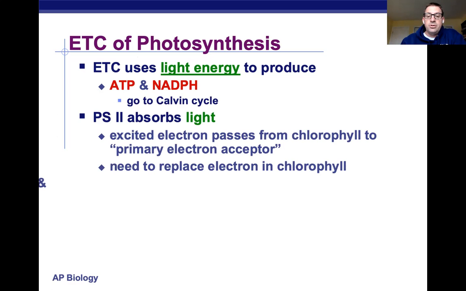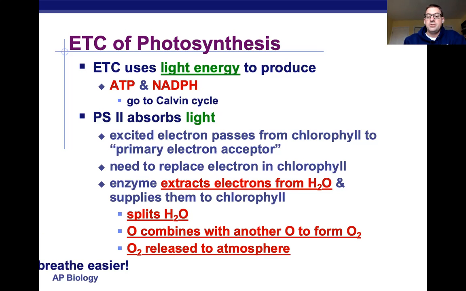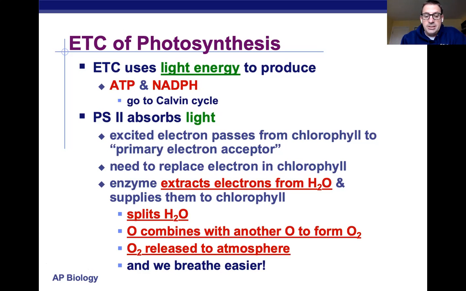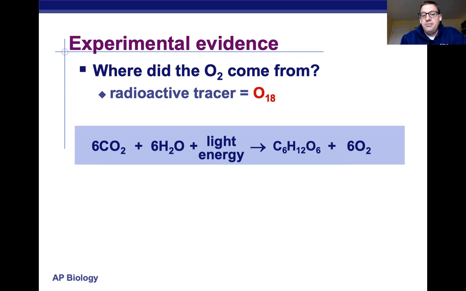The electron in that reaction center chlorophyll is replaced by an enzyme that splits water and extracts 2 electrons from the 2 hydrogen atoms and supplies them to the chlorophyll, leaving the protons from those 2 hydrogen atoms, the H pluses, in the thylakoid, and releasing the oxygen out to the atmosphere. So water is split, the oxygen combines with another oxygen to form O2 and gets released to the atmosphere, and we breathe easier.